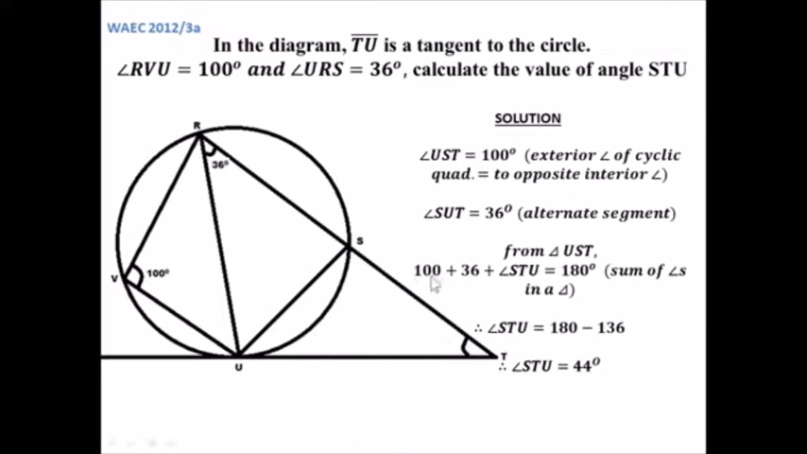And that's why we have 100 plus 36 plus angle STU equals 180 degrees, the sum of angles in a triangle. From there, this plus this will give us 136. Then, if you subtract 136 from 180 degrees, that will give us STU, which is going to be what? 44 degrees. This is the third question, and this is a YI 2012, question number 3 here.